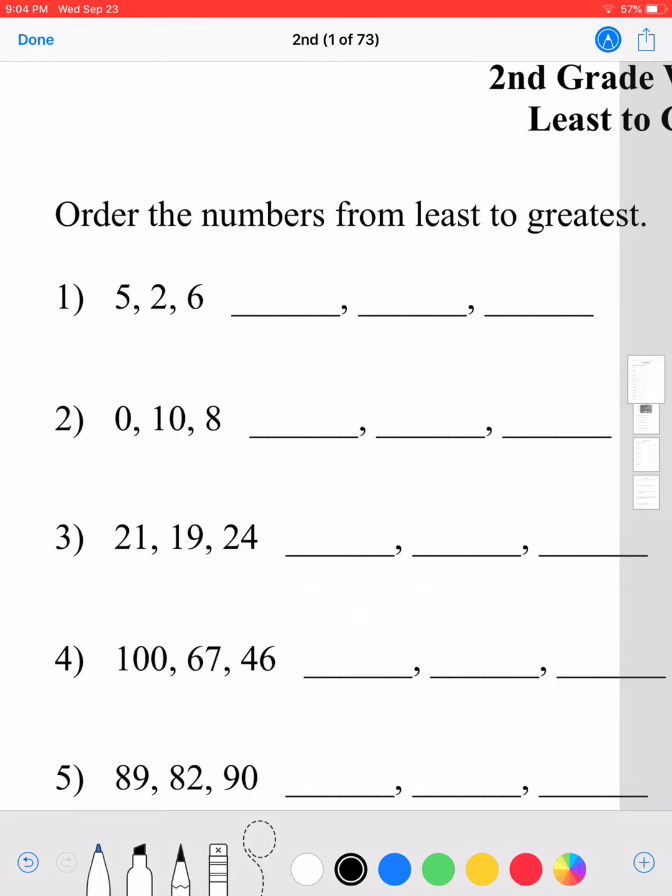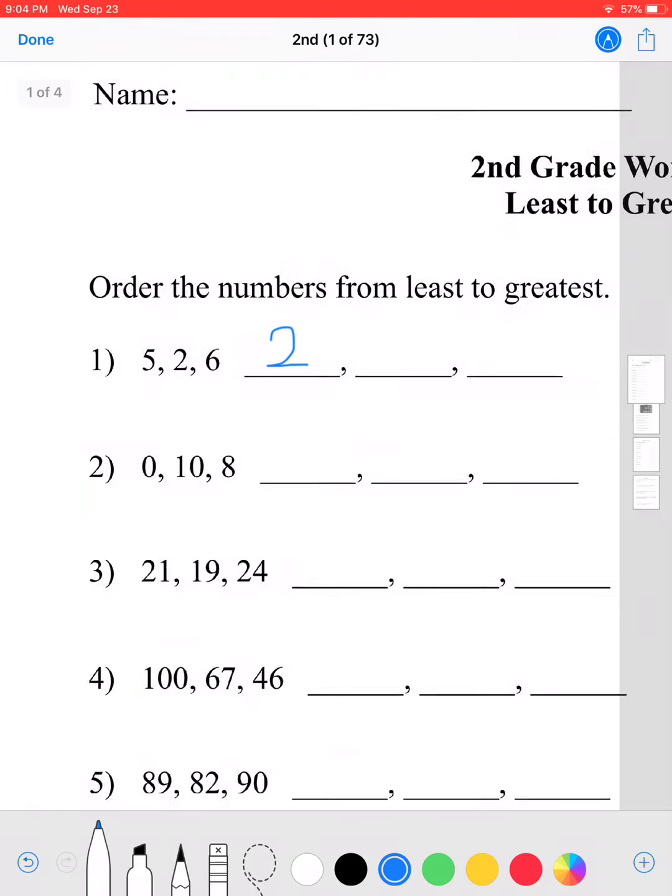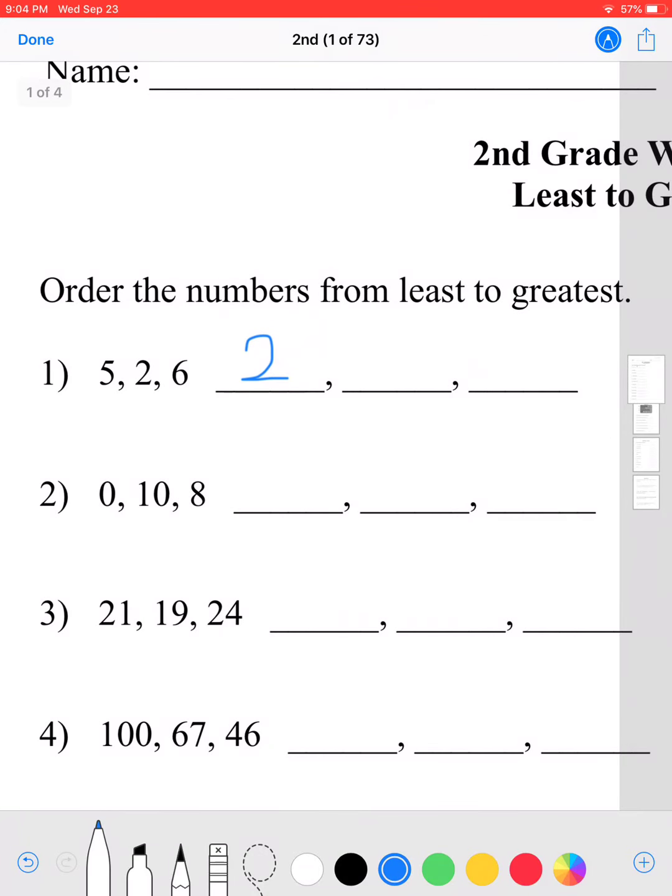Well, you can find this by counting in order. Whichever number comes first is the smallest number. And we know 1, 2. So 2 is the smallest number from this. And then the next number, 1, 2, 3, 4, 5. So 5 is the next one. And then obviously the only remaining one is 6. So 2, 5, and 6.